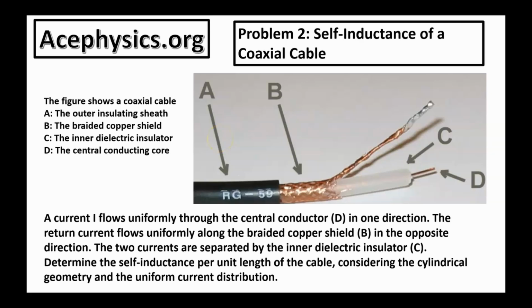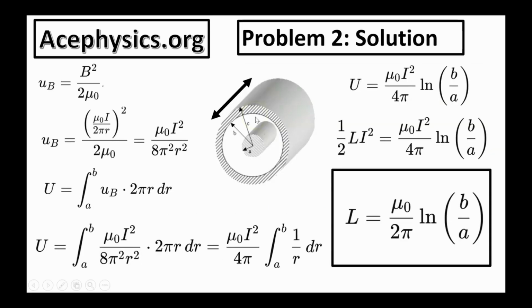A current I flows uniformly through the central conductor, D, in one direction. The return current flows uniformly along the braided copper shield, B, in the opposite direction. The two currents are separated by the inner dielectric insulator. Determine the self-inductance per unit length of the coaxial cable. This problem wants us to find the inductance per unit length of this coaxial cable, the inductance over 1 meter of this coaxial cable.